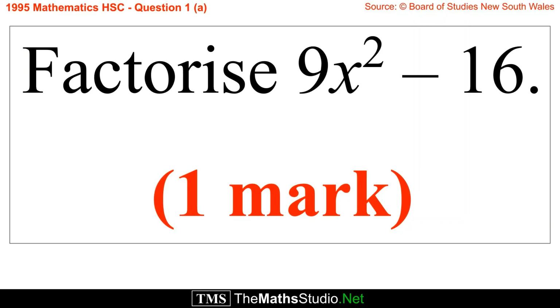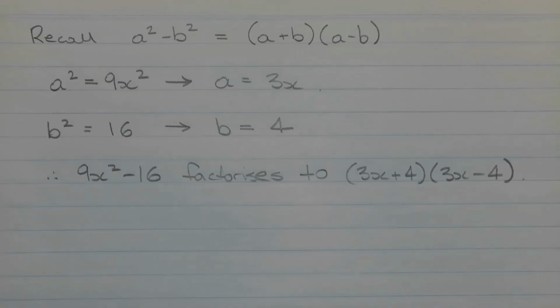Question 1, Part A. Factorise 9x squared minus 16. It's important to recognise that the expression 9x squared minus 16 is a difference of two squares.